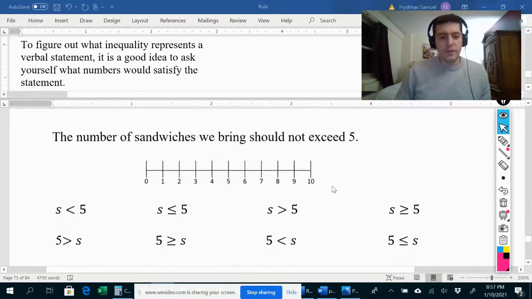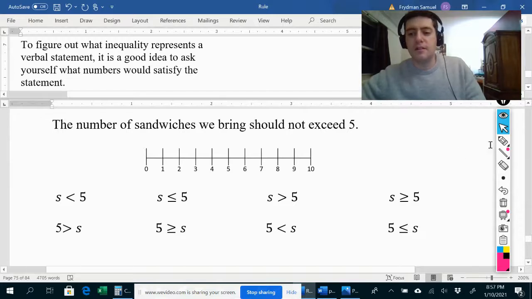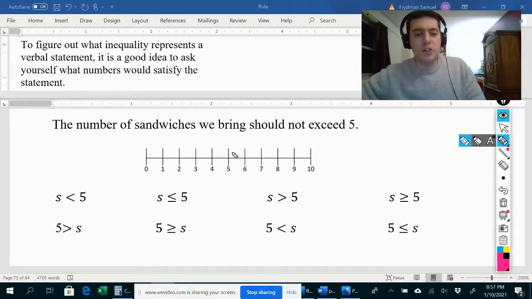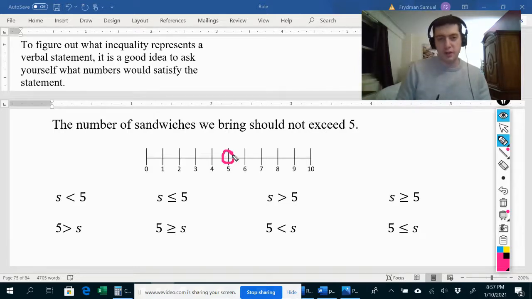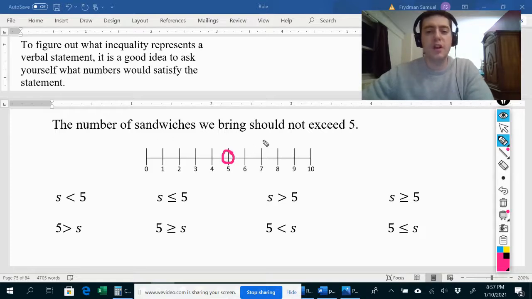And next one, the number of sandwiches we bring should not exceed 5. So this is a little bit of a tricky one. I'm going to just put a circle here. We'll talk about that in a second. I'm not going to tell you yet if we should shade that in or not. You can pause the video if you'd like and think about it if you want. What I'm going to talk about first is should it be shading to the right or to the left?